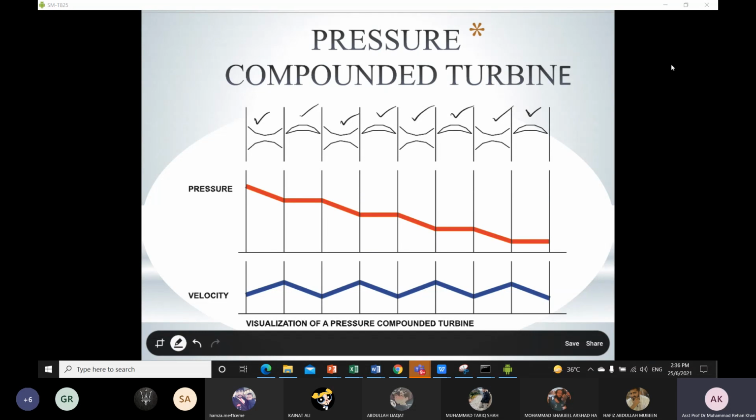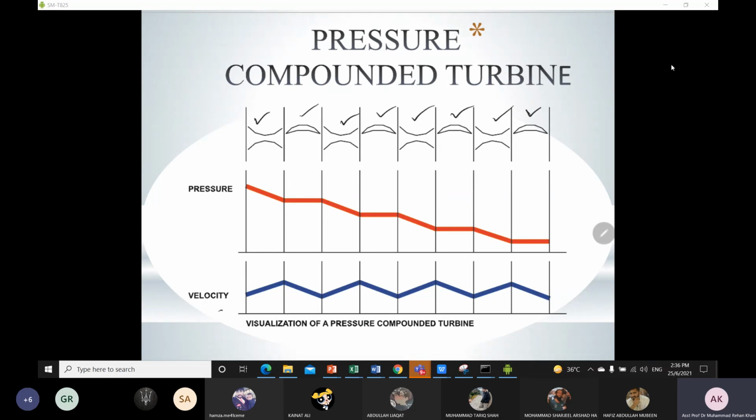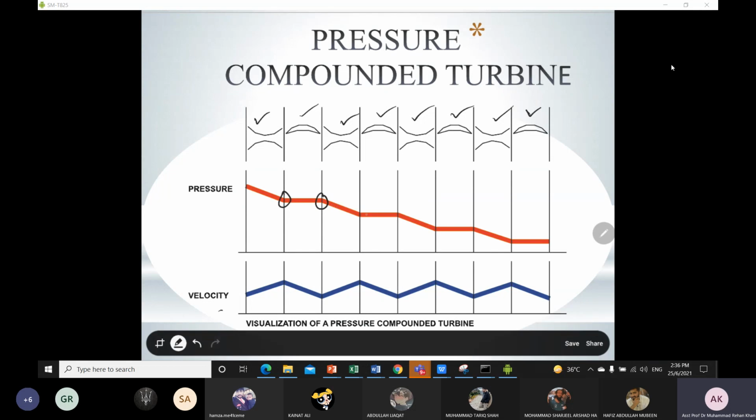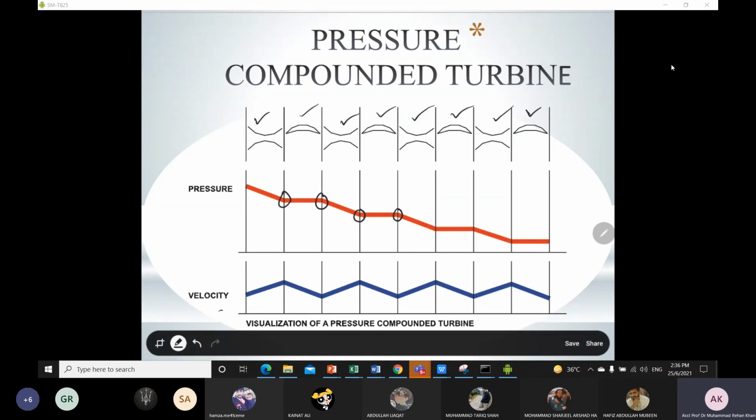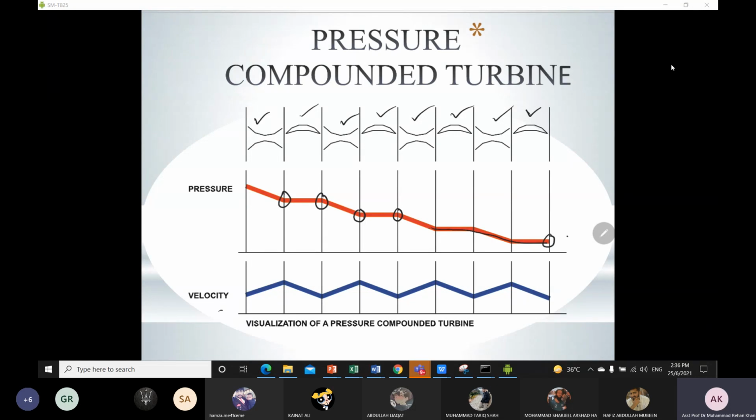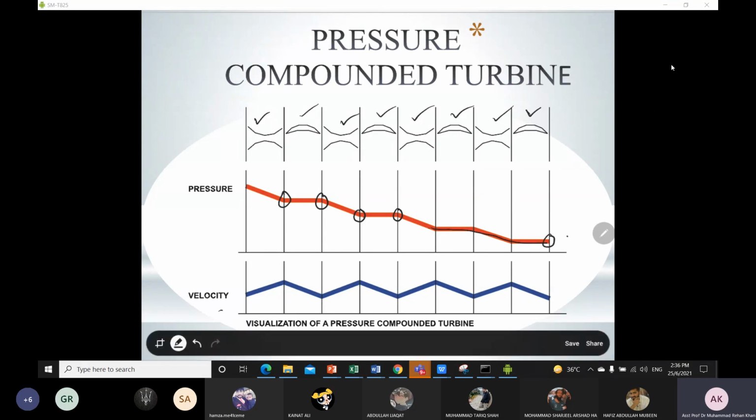In order to understand pressure compounding, we take the pressure and velocity graph. At the end of the nozzle, pressure decreases because expansion takes place. Then in the moving blade section, the pressure remains constant. Again there is a nozzle, so pressure decreases. Then the moving blade, pressure constant, and until it reaches the end stage, the pressure decreases. So in the case of velocity compounding, pressure remains constant, and in the case of pressure compounding, we have a reduction in pressure at every stage.